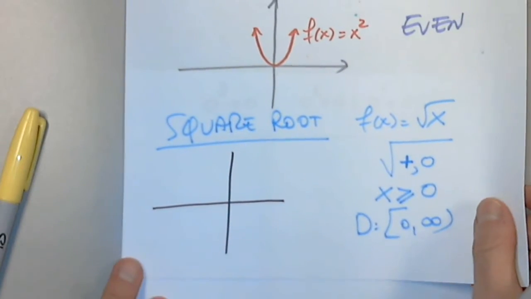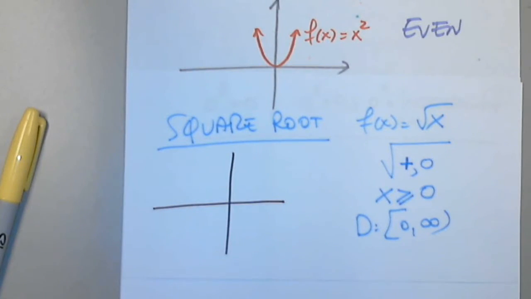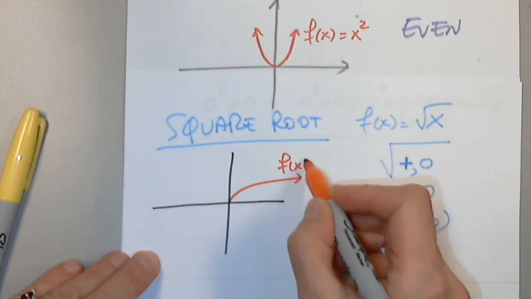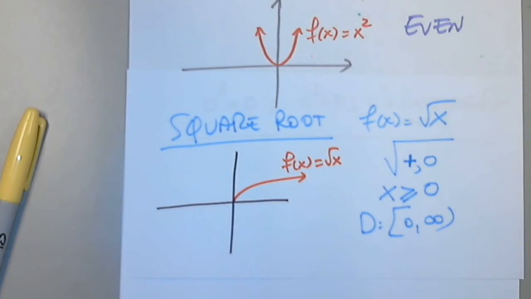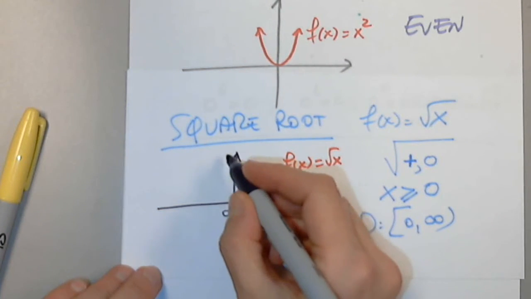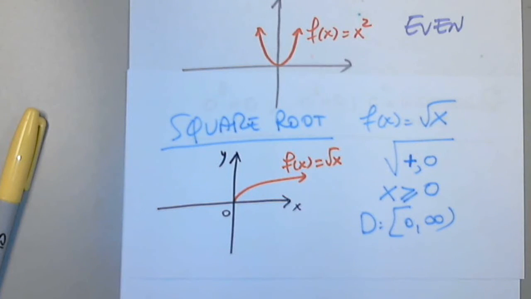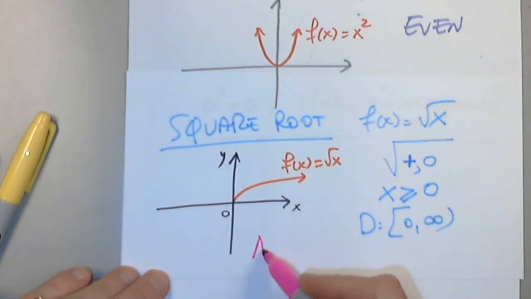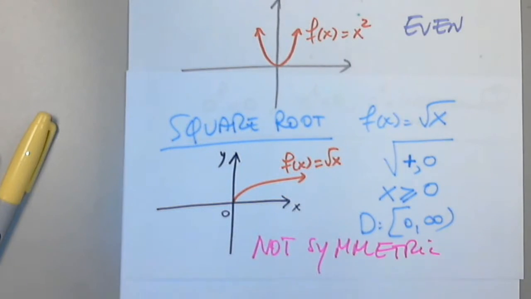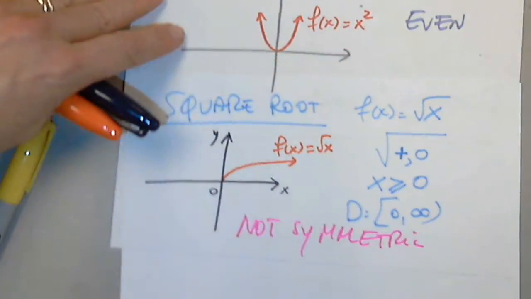So coming back, here's the graph of the square root. Can anyone tell us whether this function is symmetric, odd, even, or none of the above? None, of course. Not symmetric, which means it's not odd and it's not even. That's what we say: not symmetric.